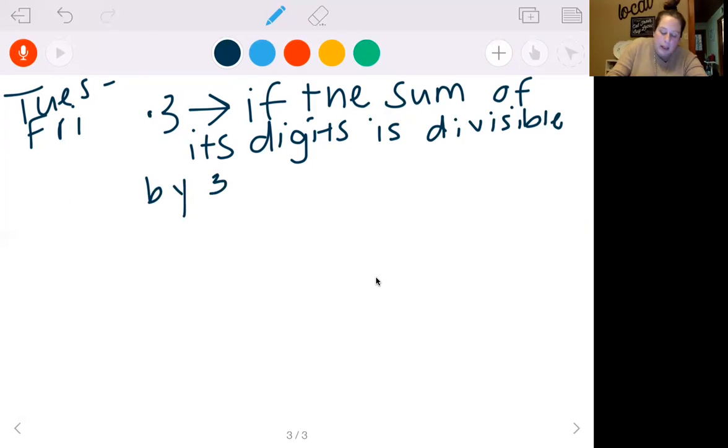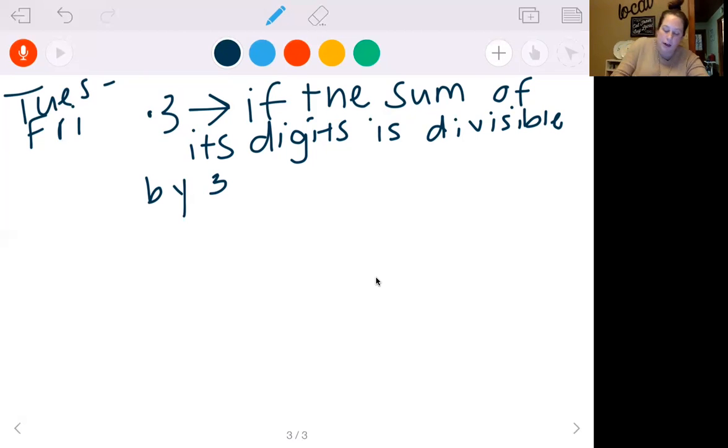But if not, I could take 2 plus 7. So I took the 2 in 27 and the 7, added them together. That equals 9. I can divide 9 by 3, so 27 checks off.